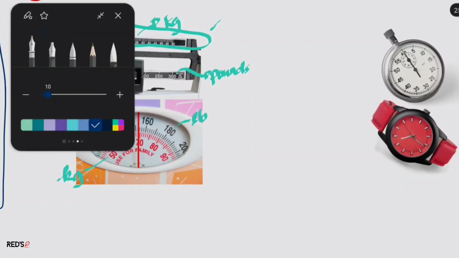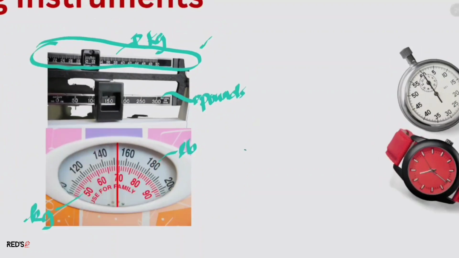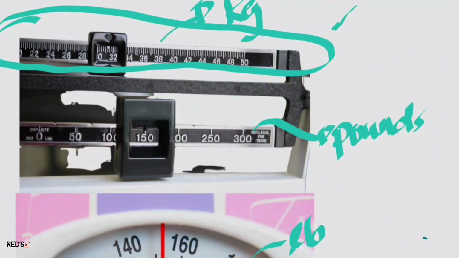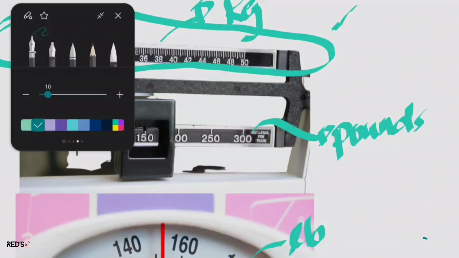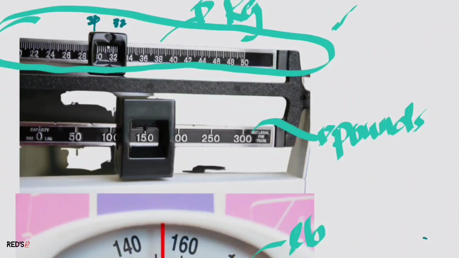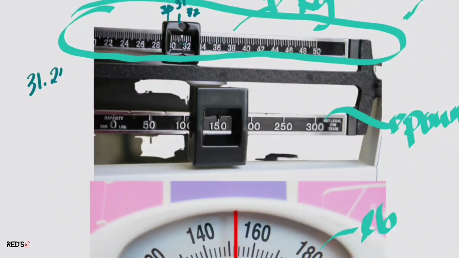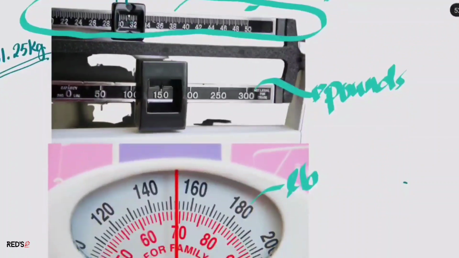Now let's see what the measurements are. So for this one, what do you think is the measurement here? The measurement is between 30 and 32. But to make a more accurate measurement, we have here the one in the middle. That's 31, right? And then we have 1, 2, 3, 4 lines before 32. So how do we read that? Let's just make an approximation. That can be 31.25 kilograms. So that's an example of the measurement for this one.